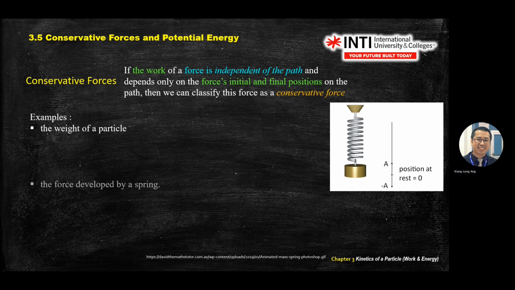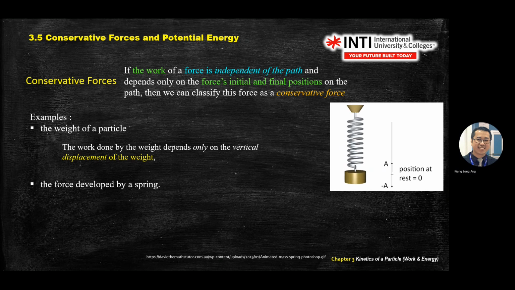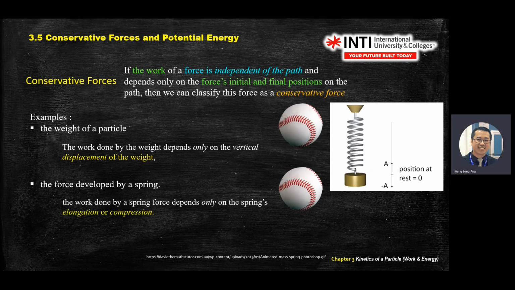Two types of example. For example, the weight W is a conservative force because it only relies on the vertical displacement of the weight. And the force developed by a spring, if you see a spring, it only goes up and down. So work done by the spring depends only on the spring elongation and compression. Work done by the weight depends on the displacement of the weight. So it doesn't depend on the path. Here the conservation of force only looks at the position and not the path.